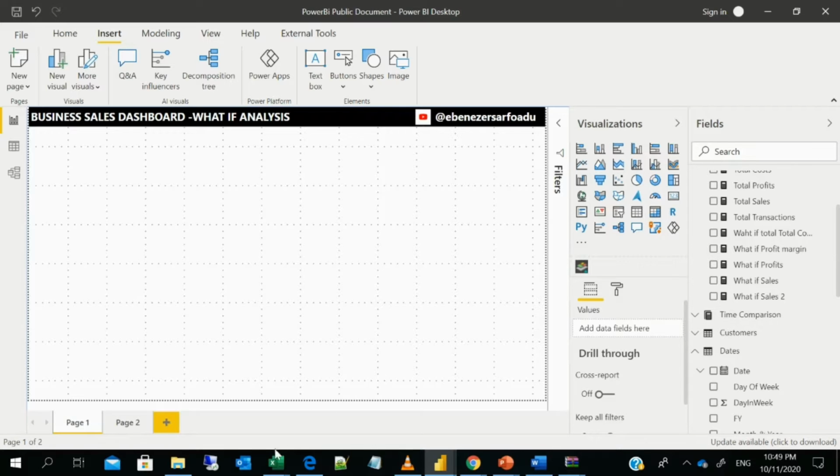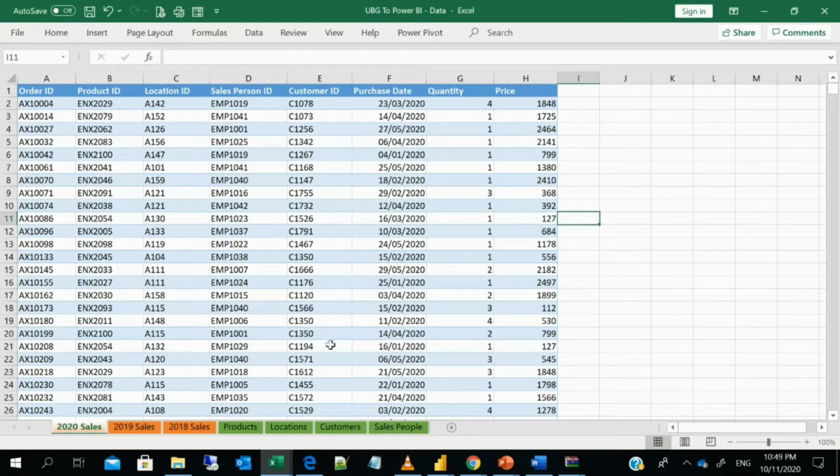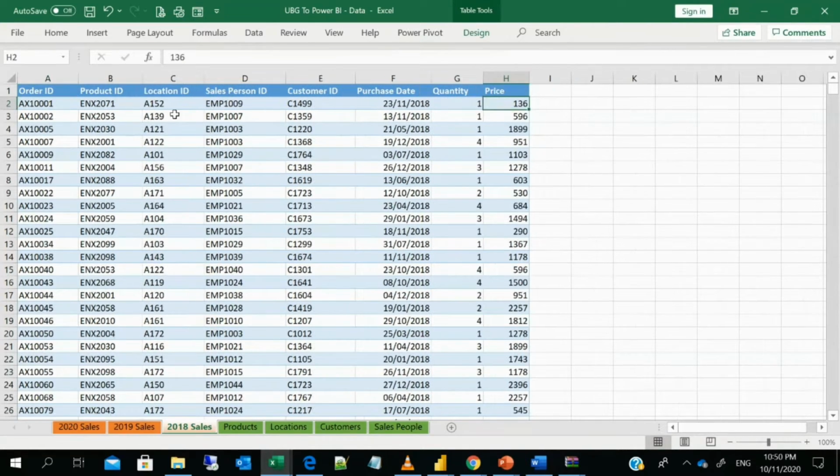So today we are going to look at this particular data set which we are going to use very often, courtesy Enterprise DNA. Sam McCoy, I'm grateful for this data set. This data set is a training data set, and I'll be using it frequently in a lot of my trainings and my videos. It has order ID, which is the entry ID, the product ID, location ID, salesperson, customer ID, which is the customer that purchased it, the date of purchase, the quantity purchased, and the price. So this is 2020, 2019, and 2018 sales. This is the Excel data. We are going to transform this data and draw insights and carry out our what if analysis on this.